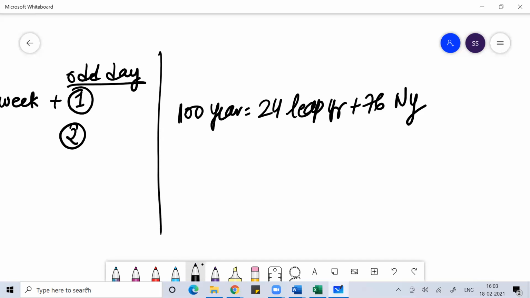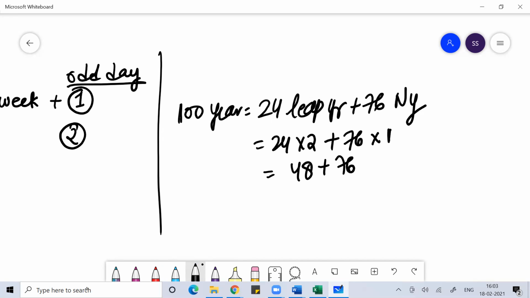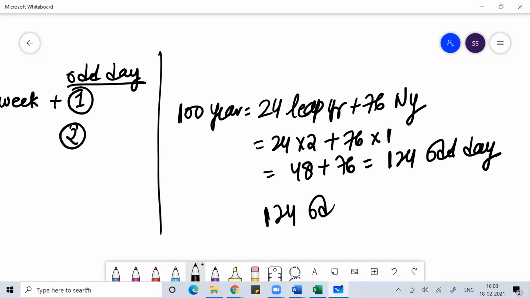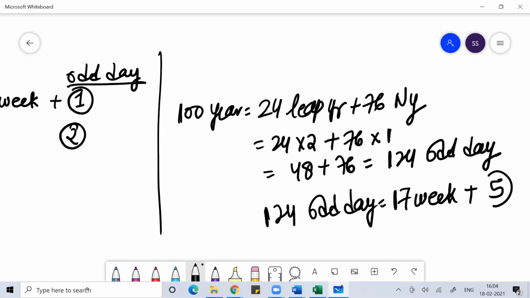One leap year means two extra days. One normal year means one extra day. So in 100 years you have 48 plus 76, which means 124 odd days. 124 odd days means 124 extra days. If you divide 124 by 7, you'll get 17 weeks plus 5 days extra, since 17 sevens are 119.